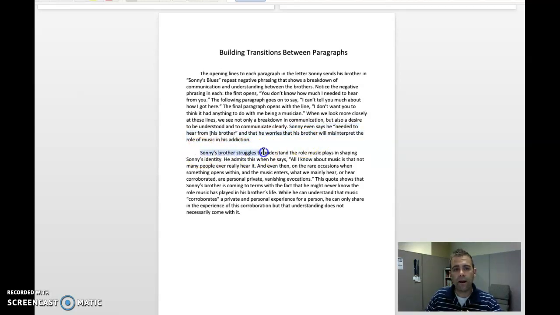Then we move into this paragraph that says Sonny's brother struggles to understand the role that music plays in shaping Sonny's identity. So they're very close. We already see the logic likely why one person would go from one paragraph to the next, but we still haven't said it clearly and explicitly for our audience. That's all we have to do here: we find that pocket square and we talk about this misinterpretation, because we already have the role of music coming in here. So we see the role of music is there, but the key here is this misinterpretation, which is really the connection.